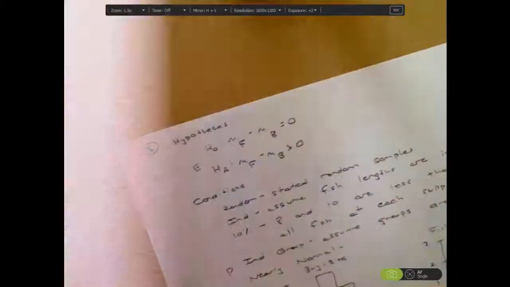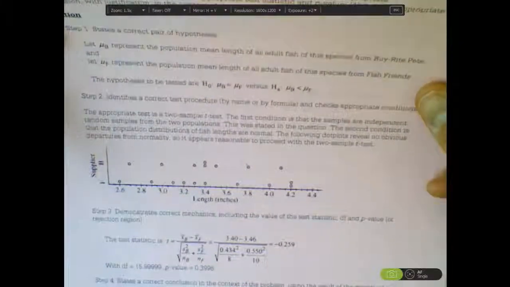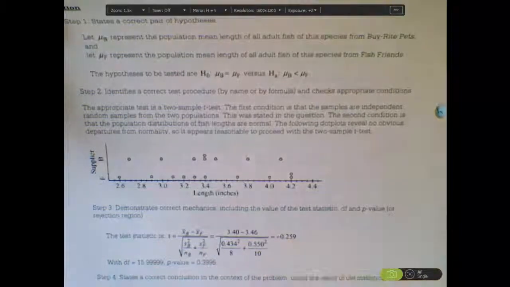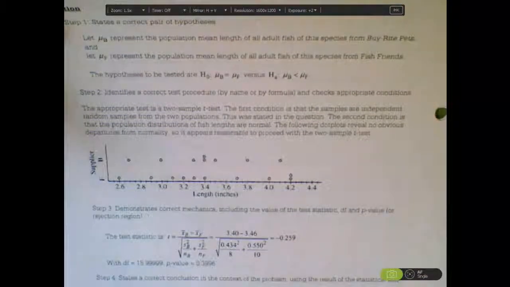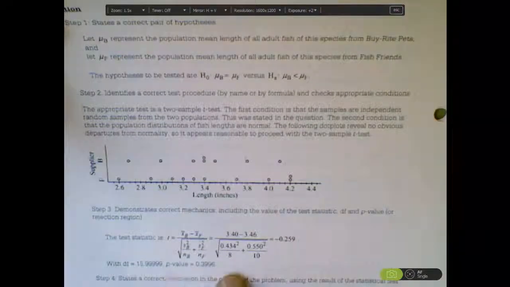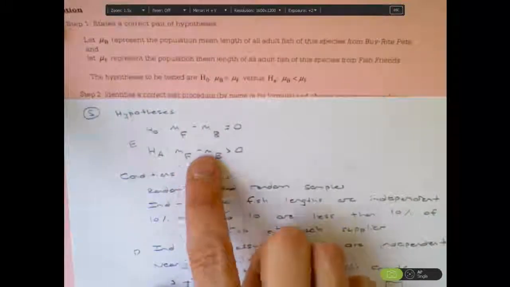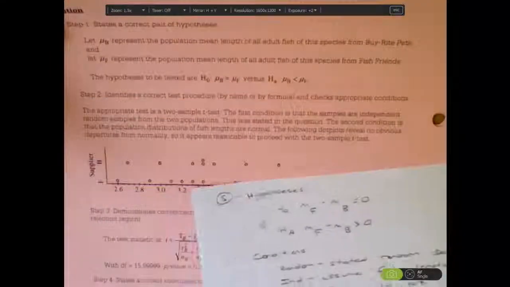Just double checking on the rubric. You'll notice here they have a negative test statistic because they did F minus B. Or I'm sorry, they did B minus F. I did F minus B. That's why we have the difference, but the p-value is the same.